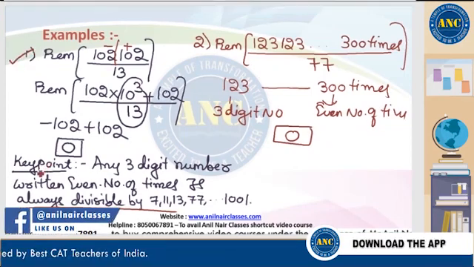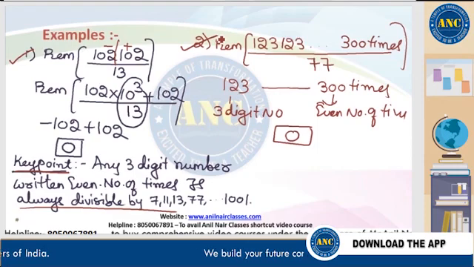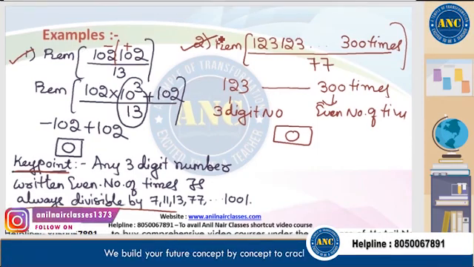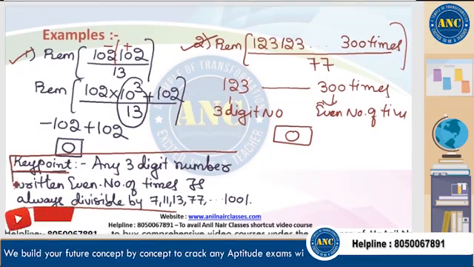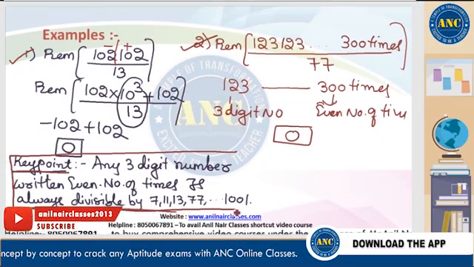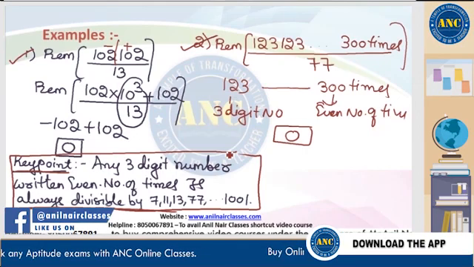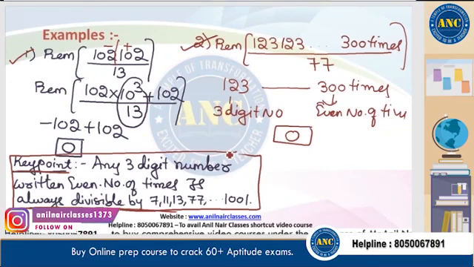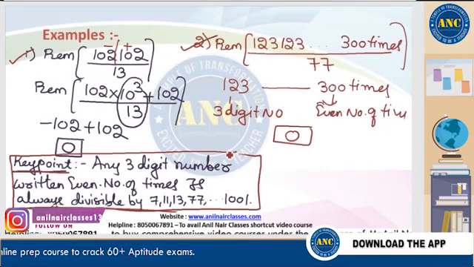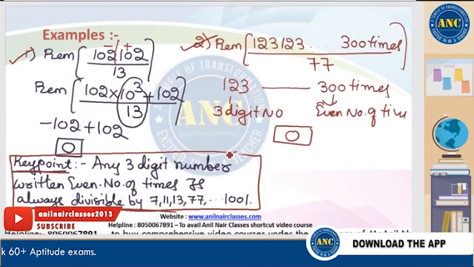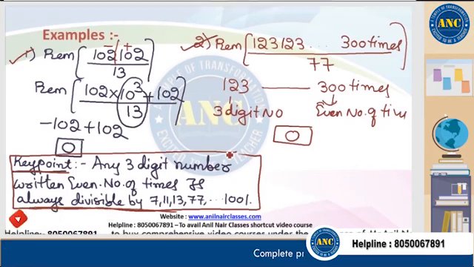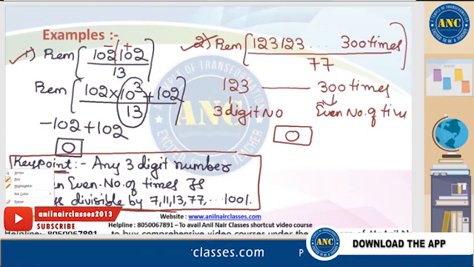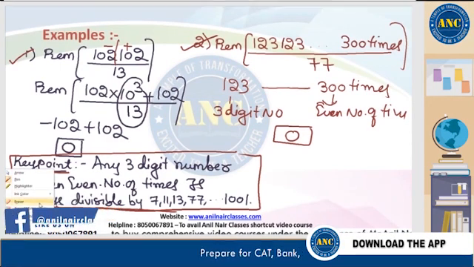First example: understanding of the key point and increasing the number of times. Any 3-digit number, extremely important point: any 3-digit number written even number of times is always divisible by 7, 11, 13, 77 and so on up to 1001. This is the first example. I hope it is clear, right? Now the second one.